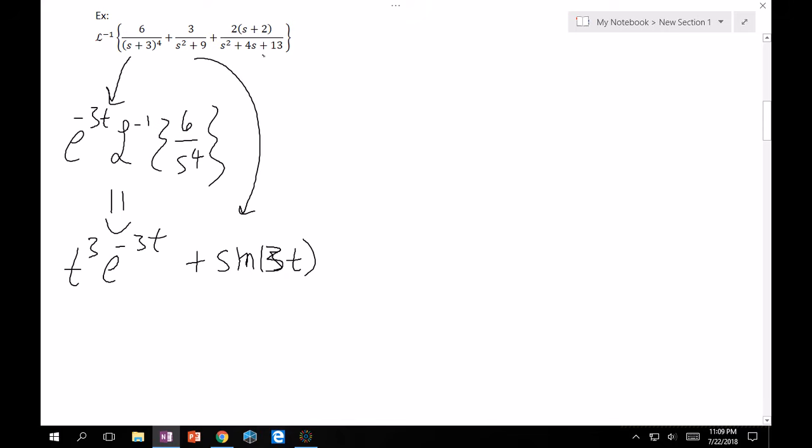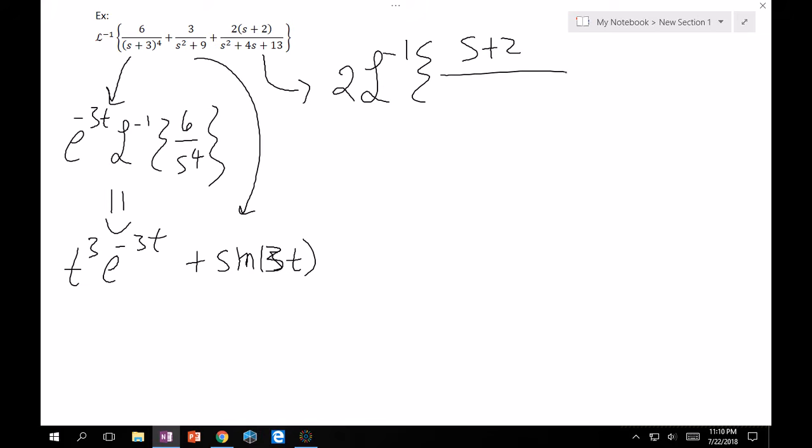And then this one is the one that's tricky. The s plus 2 in the numerator hopefully gives you some hints on what to do. So first off, let's take out the 2. 2 times the inverse Laplace of s plus 2 over, okay, obviously the denominator is not looking too hot, so we need to find a way to fix it.